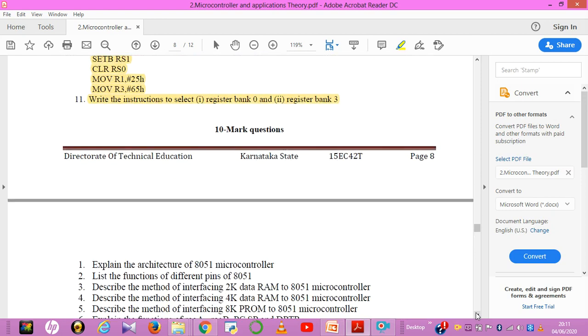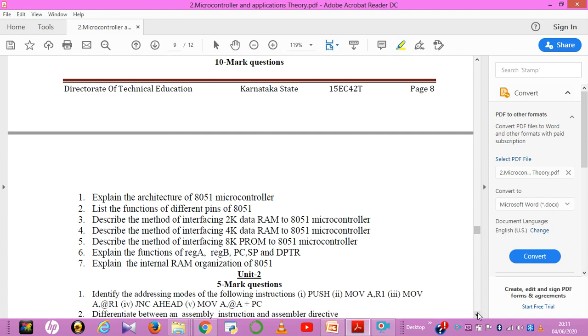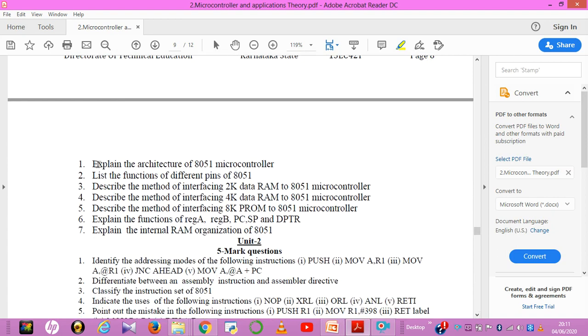For 10 marks, which are the important questions? We'll see now. First question, this is a very important question. You have to give more concentration. You have to practice the block diagram or architecture of 8051 microcontroller. They are going to ask, explain the architecture of 8051 microcontroller, or explain the block diagram of 8051 microcontroller. Here first you have to draw the diagram without any mistakes. Next you have to explain all the blocks of 8051. This is very important. Give more concentration on this one.